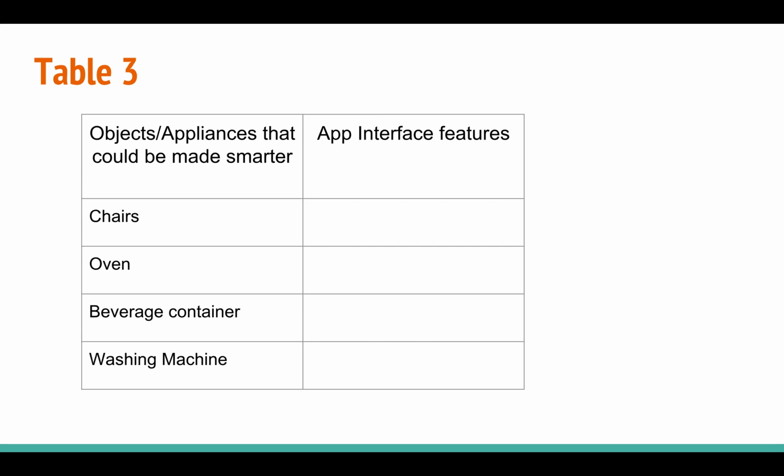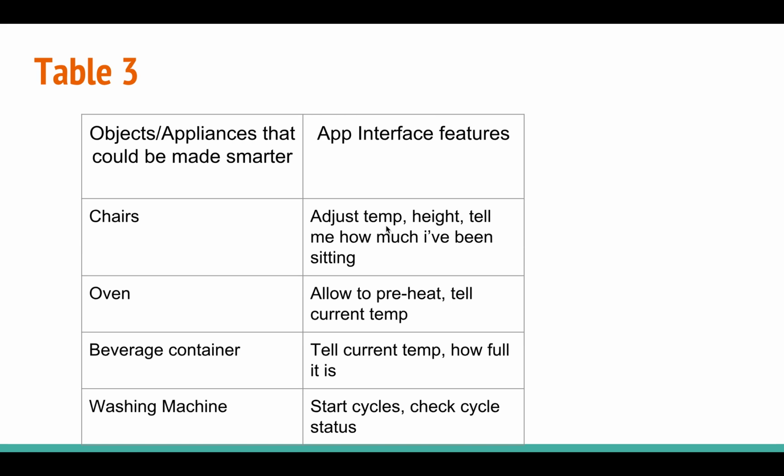And the last column for this. Remember, I told you that I don't really care about the physical hardware part that you need to make something smarter. What I only care about is the app interface feature. So make that your second column. What if there was a chair, a smart chair, and the app allowed you to adjust the temperature from the app for the chair.